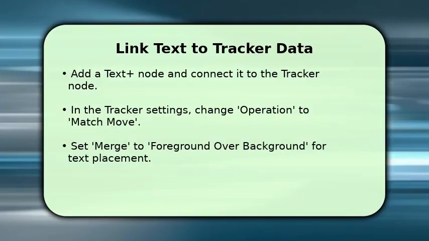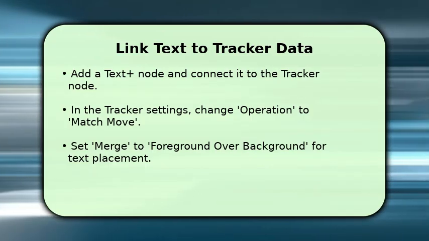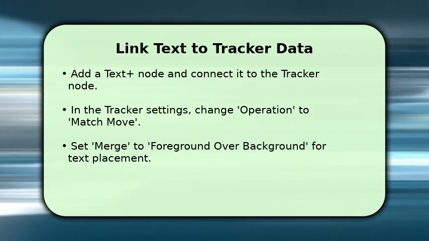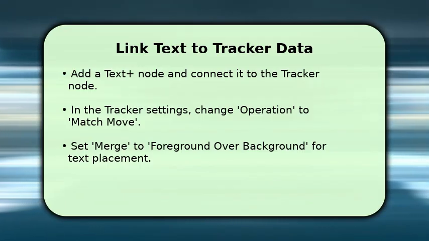Next, we'll integrate your text. Add a text plus node to your composition and connect its output to the tracker node's blue background input. In the tracker node's inspector, change the operation dropdown to match move. Then, set the merge option to foreground over background. This tells DaVinci Resolve to apply the tracking data to your text, making it follow the tracked point precisely throughout your clip. Review your footage to confirm the tracking.